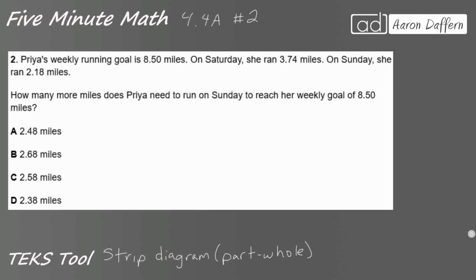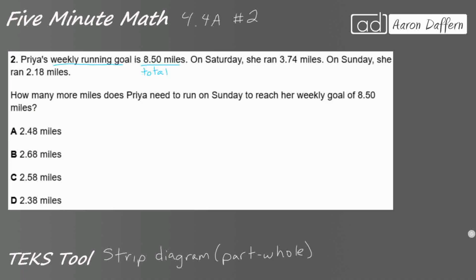So we've got Priya. Priya has a running goal of 8.5 miles. She runs so much on Saturday and Sunday. How many more miles does she need? All right, so this looks like a part-whole relationship because we are given a total or a whole. In this case, it's her running goal. So her running goal is our total, 8.5 miles, or 8 and 5 tenths.